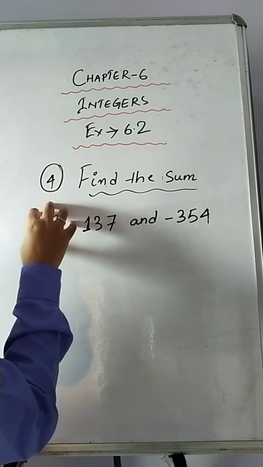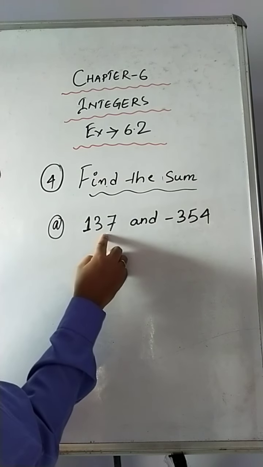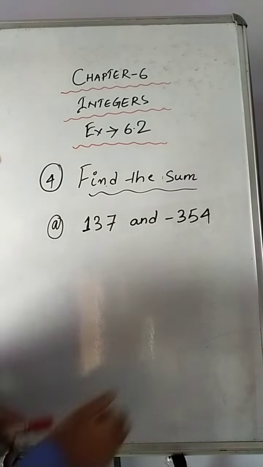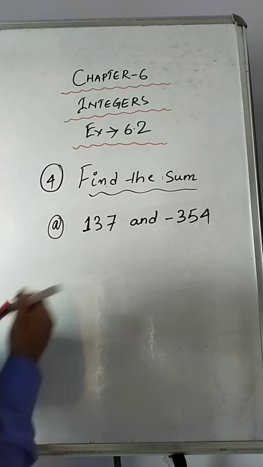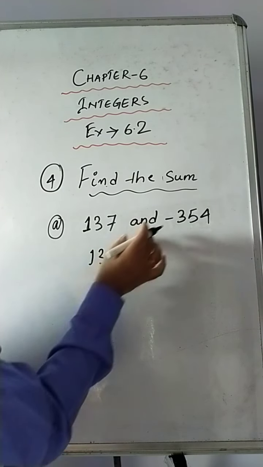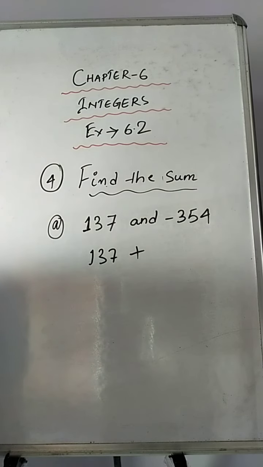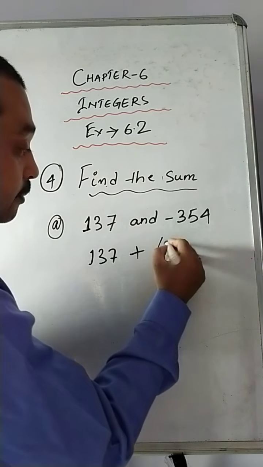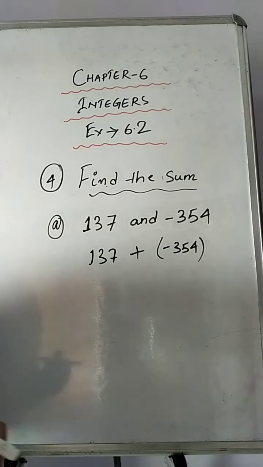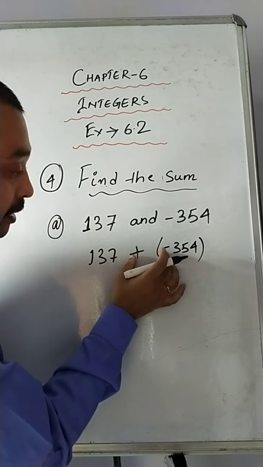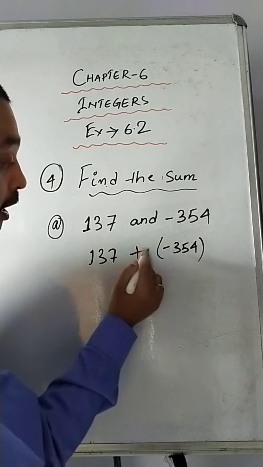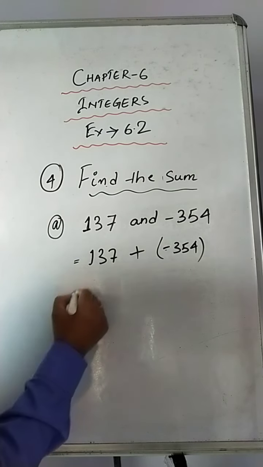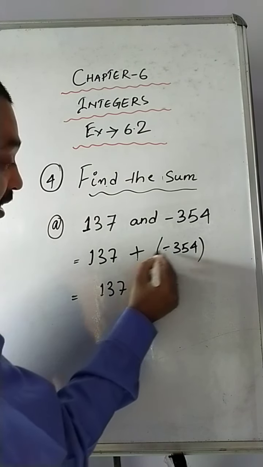Now sum number A, we have two numbers: plus 137 and the second number is carrying a minus sign, that is minus 354. Because we have to find the sum, in place of the comma we have to put a plus sign, isn't it? And because this second number is carrying a minus sign, we'll put this number inside the bracket. Now since here in the middle you can see that two signs are facing each other, we just have to multiply these two signs to make it a single one. Now 137 plus minus is what?